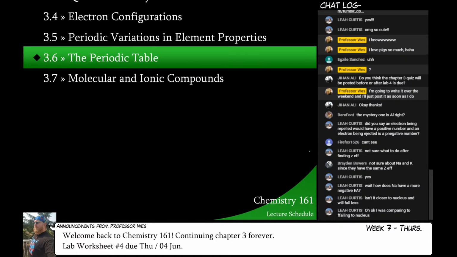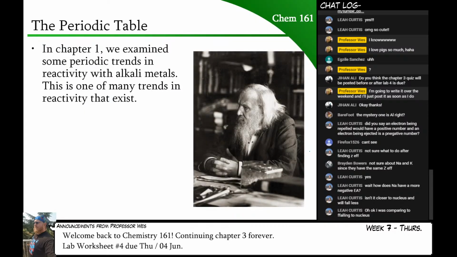Hey, I have good news. That's pretty much it for quantum mechanics. The rest of the stuff is just like, hey, here are some trends that we can talk about. And we're going to do this section today just because it's short. I can actually do it in like 2 or 3 minutes. So let's talk about the periodic table.